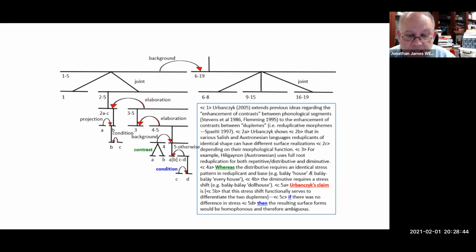Urbanchik's claim is that this stress shift functionally serves to differentiate the two duplemes. If there was no difference in stress, then the resulting surface forms would be homophonous and therefore ambiguous. On the one hand, 5A, this stress shift serves to differentiate. Otherwise, if there was no difference in stress, then the resulting surface forms would be homophonous and therefore ambiguous. Now, there's no conjunction there that tells me otherwise. I did have to sort of read that to be able to interpret it.